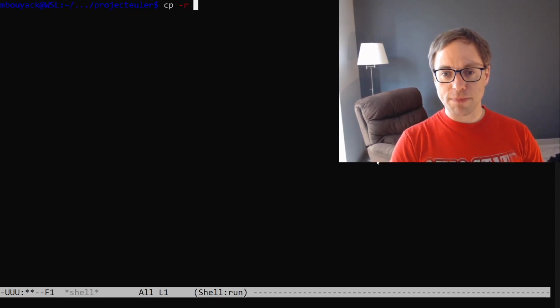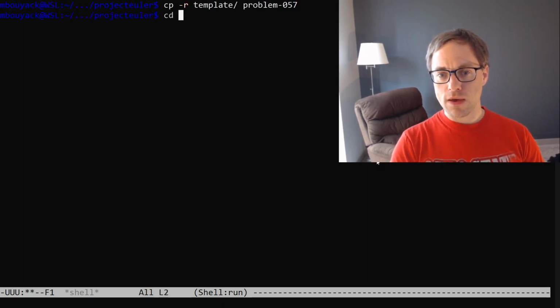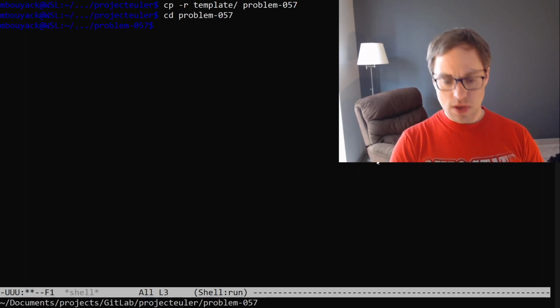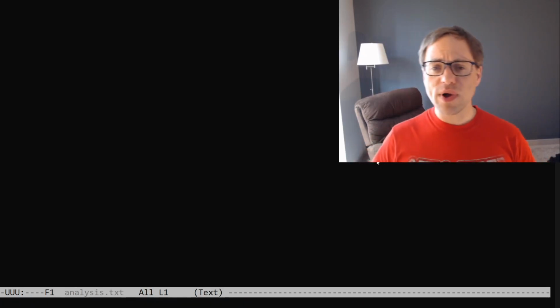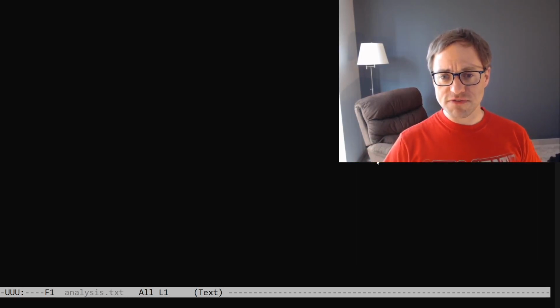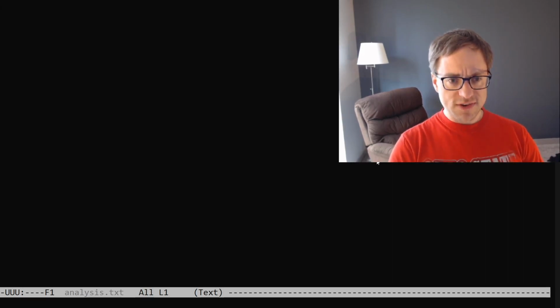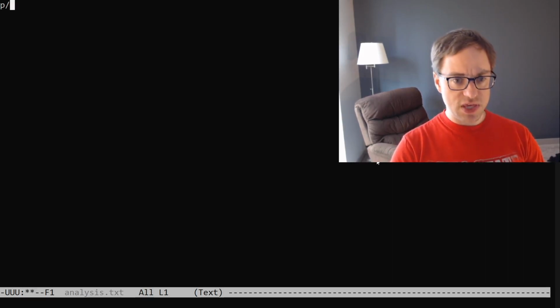As usual, we'll copy our template directory to make our problem directory, enter our problem directory, and open our analysis file. So I want to just go through the first few elements of this sequence so we can get a feel for how this works. Let's just label this column P over Q.